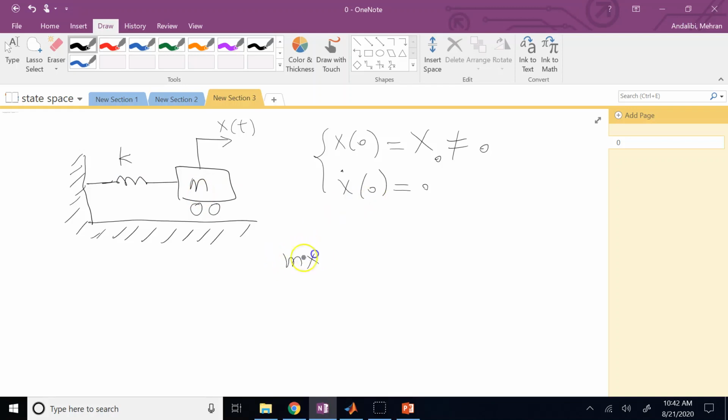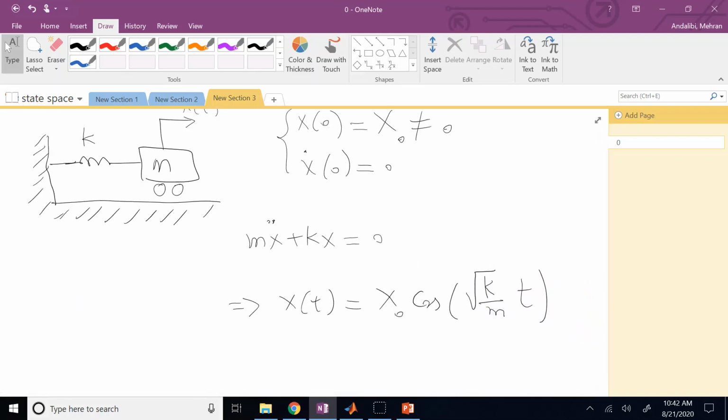So the governing equation here is mx double dot plus kx equals 0. With those two initial conditions, if you solve for x of t, you can easily show that x of t is going to be x naught times cosine of square root of k over m times t. That is going to be your solution, where x naught is the amplitude of the oscillation and the square root of k over m, the whole thing under the square root, we call the natural frequency of the system. This is the frequency of the oscillations in radians per second. You'll see that in your vibrations course. So that's your solution.